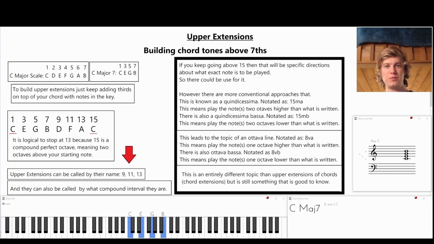Upper extensions can be called by their name, so 9, 11, and 13, and they can also be called what compound interval they are. I'm going to explain this. So I could call it a 2, 4, and a 6.